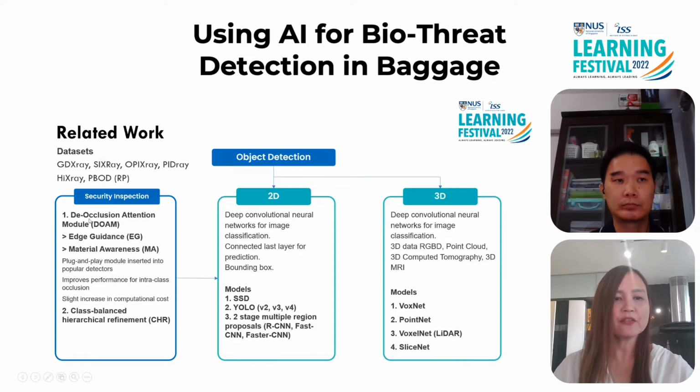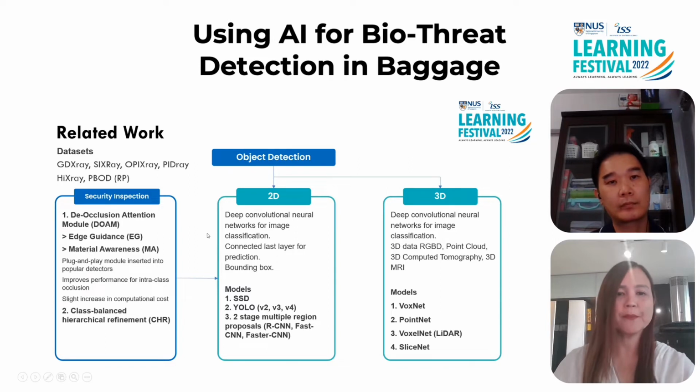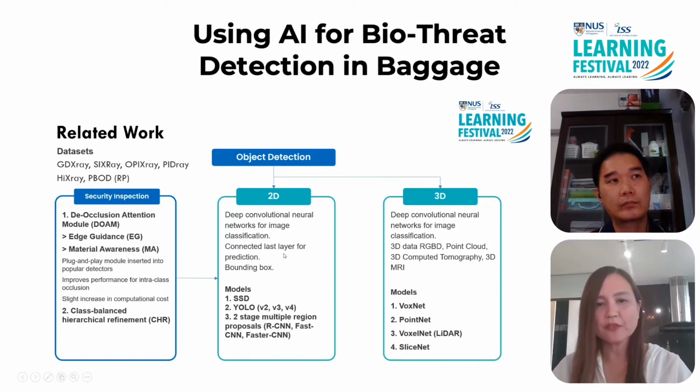So here, they will actually use a de-occlusion attention module, whereby they will create a model and plug it into a 3D model so that the objects will be less occluded. And if you look at class imbalance hierarchical refinement, this is also something created to help ensure that the class balance issue is minimized. So here, this block basically has the data processing to help these deep learning models.